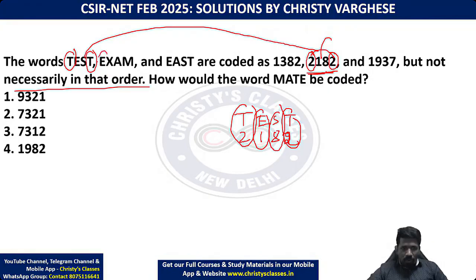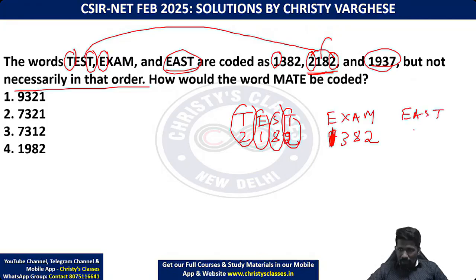Now, E is 1 means exam, E is 1. So here also 1. First letter is 1. So we confirm that exam is 1382. Exam is 1382. So East should be 1937, obviously. East should be 1937. Okay, sorry. There is a confusion. I made a mistake there. This also starts with E. This also starts with 1. This also starts with 1. So you have to be careful there.